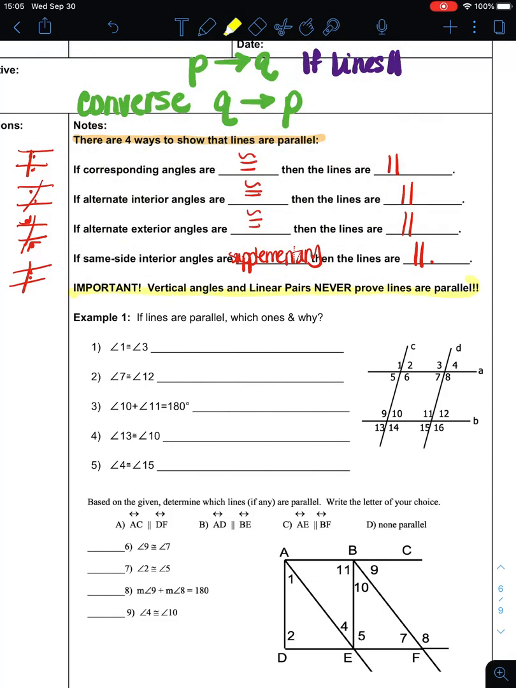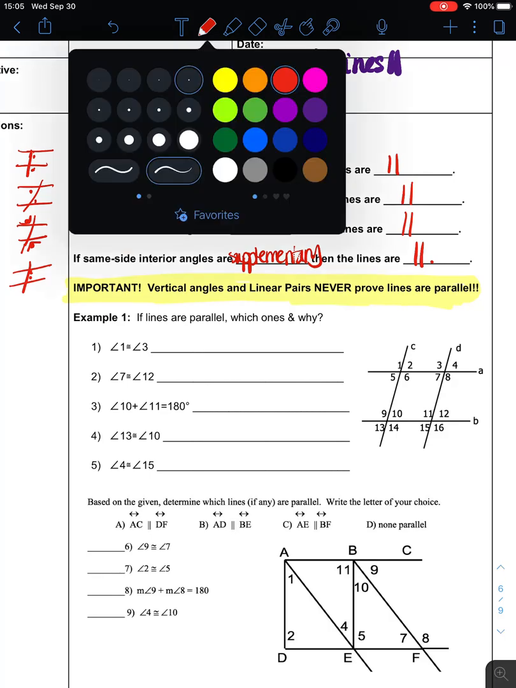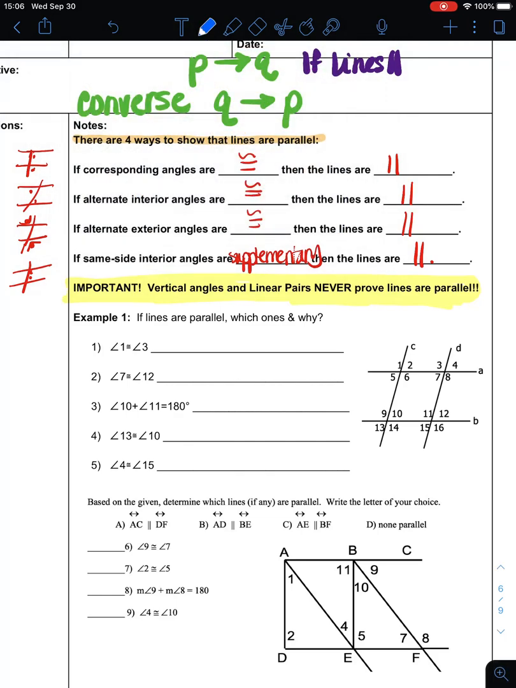Now, one thing that is extremely important: highlight this, circle it, star it, make this stand out. Vertical angles and linear pairs do not say anything about parallel lines. Vertical angles are congruent, linear pairs are supplementary, but they do not prove that lines are parallel, and the reason is this. Remember that corresponding angles, alternate interior angles, alternate exterior angles, or same side interior angles all have their own vertex. Vertical angles share a vertex, and linear pairs share a vertex.